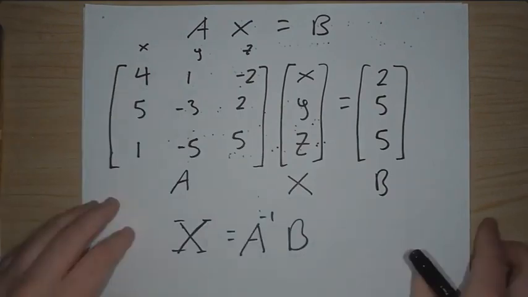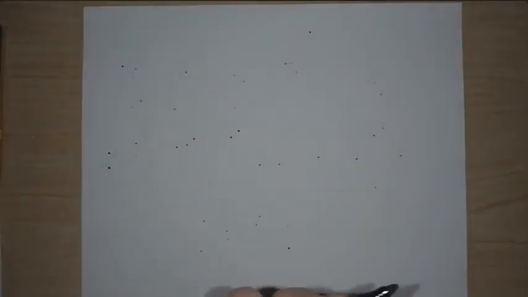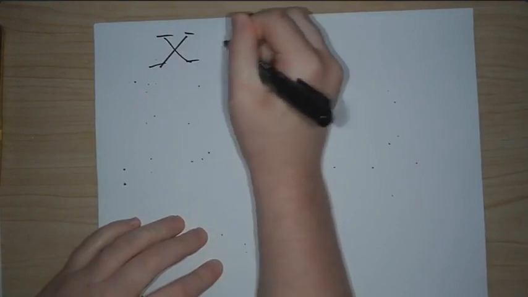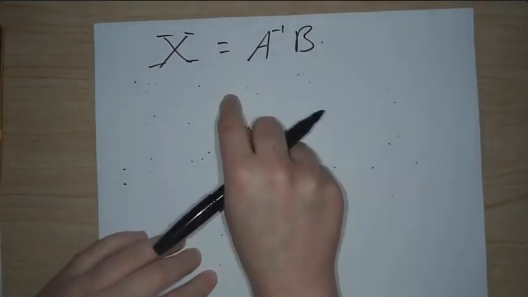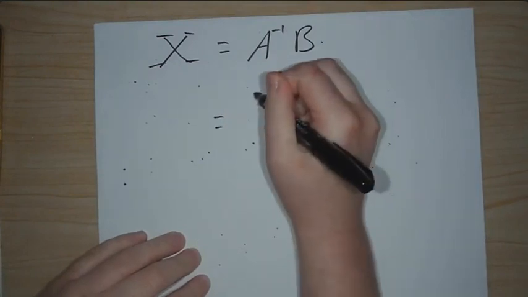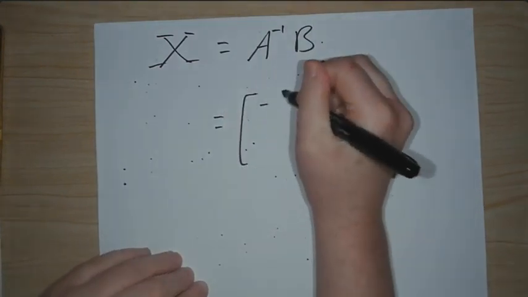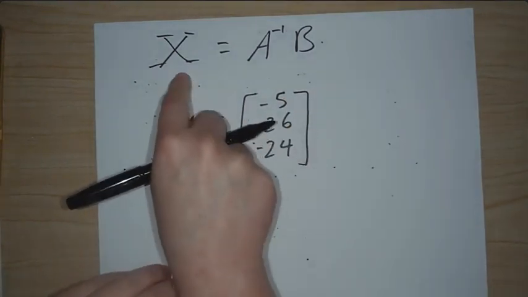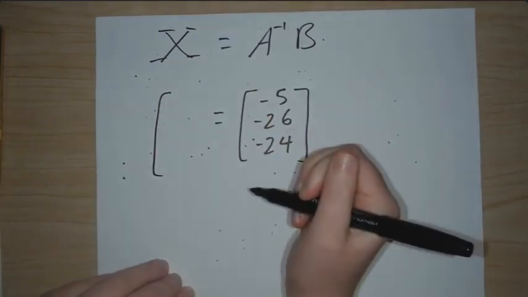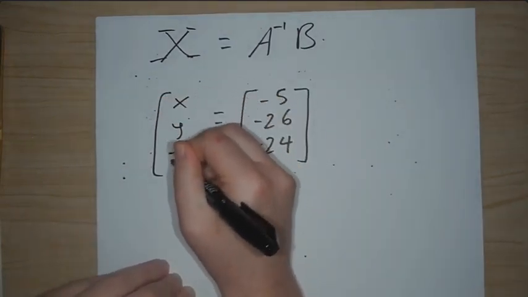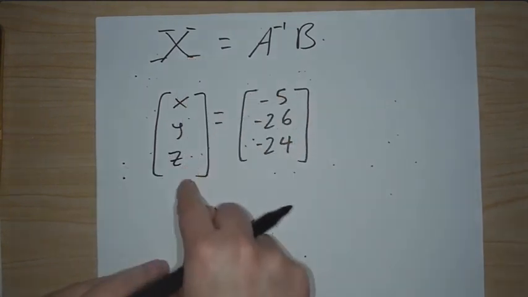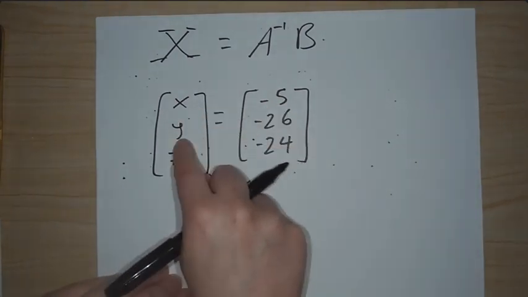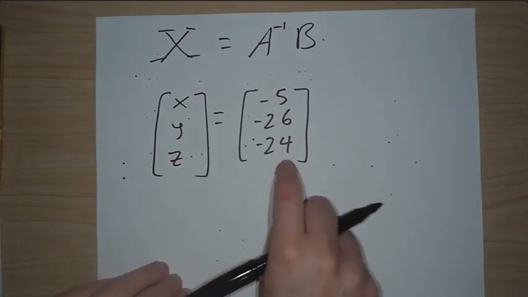So what that means is that our big X, which was equal to A to the negative 1 B, is negative 5, negative 26, and negative 24. And if you remember, our matrix X held all of our variables, X, Y, and Z. So this is our X matrix, and this is our A to the negative 1 B matrix. All this simply means is that X is equal to negative 5, Y is equal to negative 26, and Z is equal to negative 24.